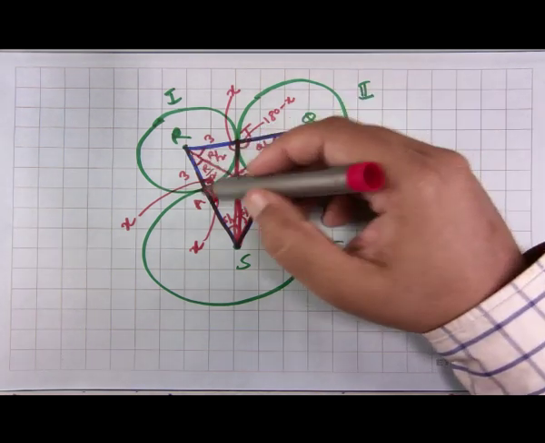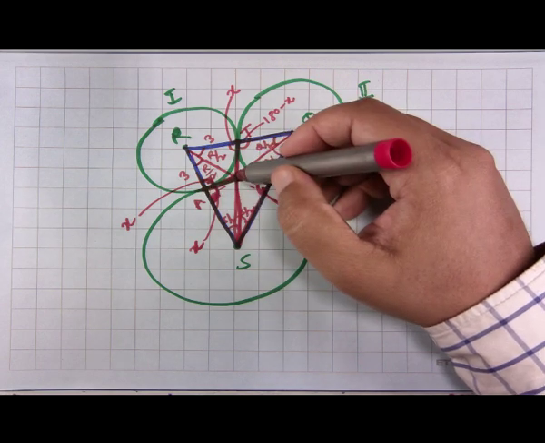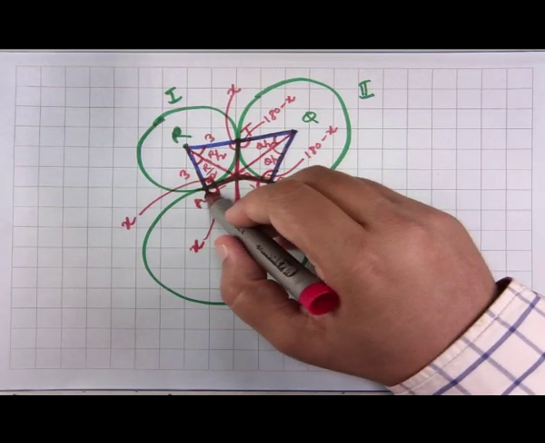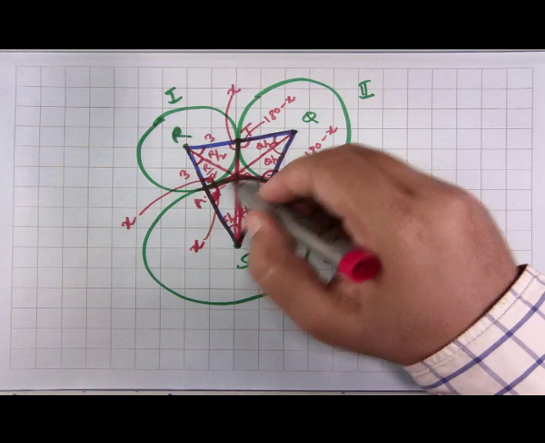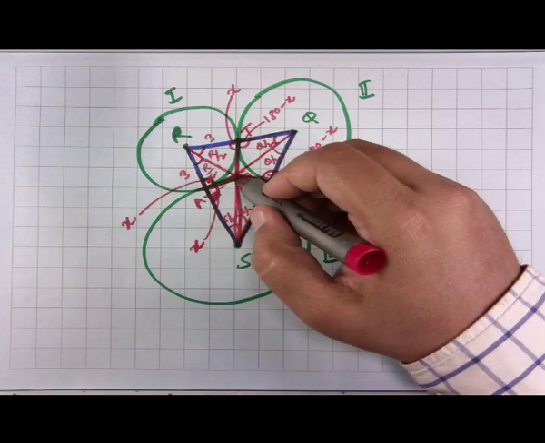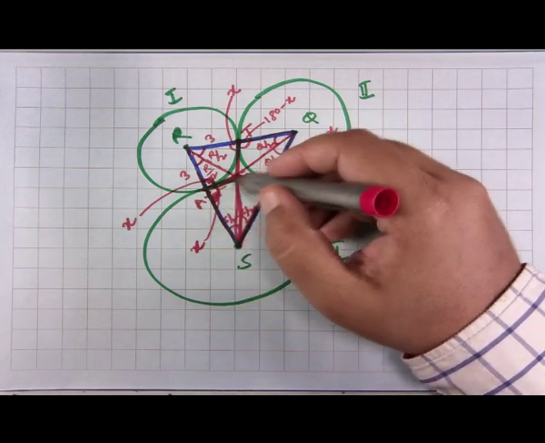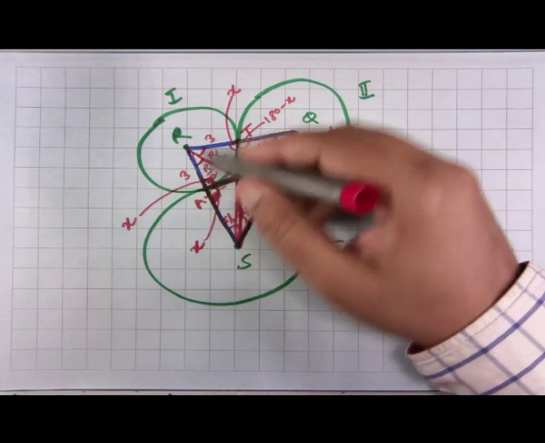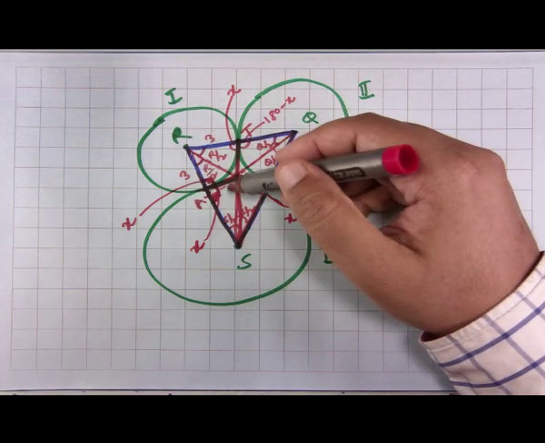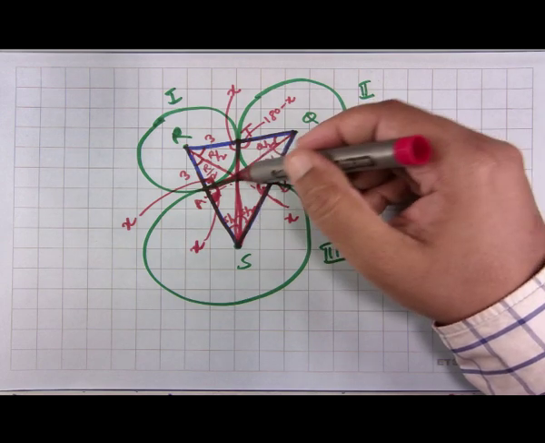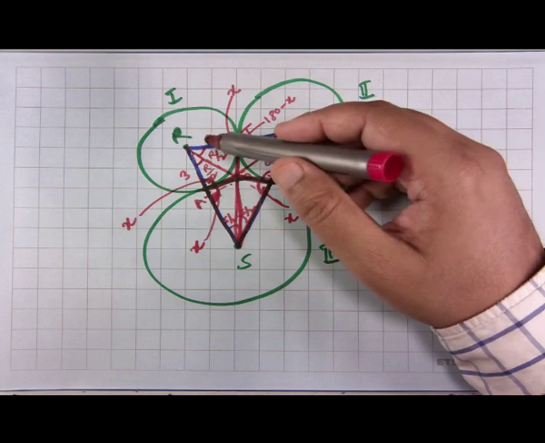Since RAO is 90 degrees, it follows that this line segment AO is tangent to the circle 1 and it is also tangent to the circle 3. So, this line segment AO is a common tangent to both the circles 1 and 3.